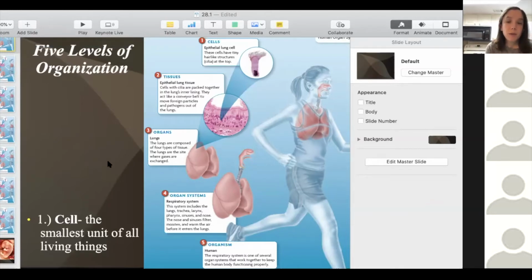Now, a cell has different parts to it, but those parts on their own are not living. So a cell is the smallest thing you can have that would still be a living organism. You take apart a cell, you divide it into its nucleus, its ribosomes, it's not going to be living anymore.